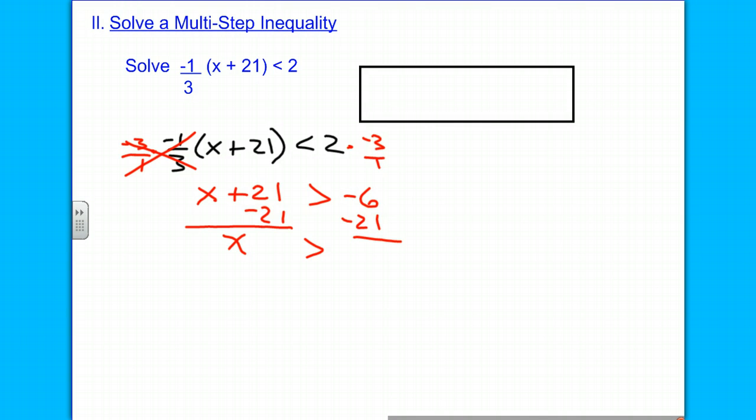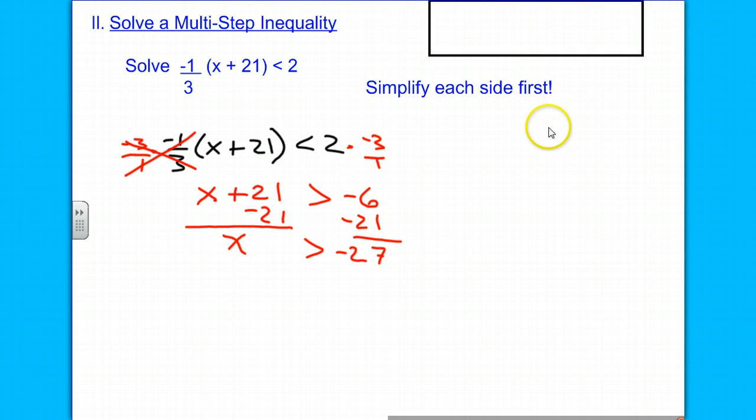Dividing by a negative on both sides, or what's the inverse of division? Multiplication. So multiplying both sides by a negative, or dividing both sides by a negative. But subtracting a number does not change your sign. So what is negative 6 minus 21? Negative 27, good. Okay? So using the reciprocal to simplify is a really nice way to simplify a fraction.